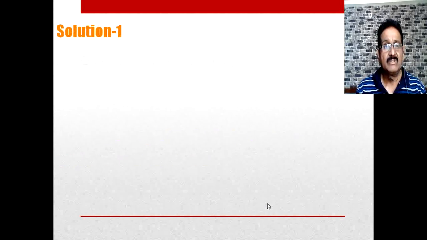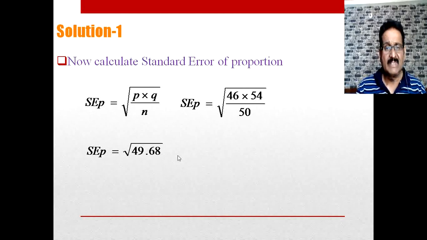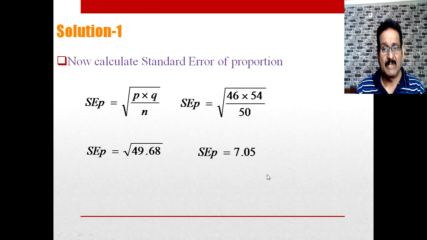So the standard error is given by the formula, standard error of P, square root of P into Q upon N. P we got as 46%, so you will use 46, and Q was found to be 54. The number of samples is 50. When you solve this, you will get 49.68 upon 50, so that is approximately 7.05. So that is the standard error of P, 7.05. Either you can use the complete 7.05 or you can approximate it to 7 when you solve for the confidence limits.